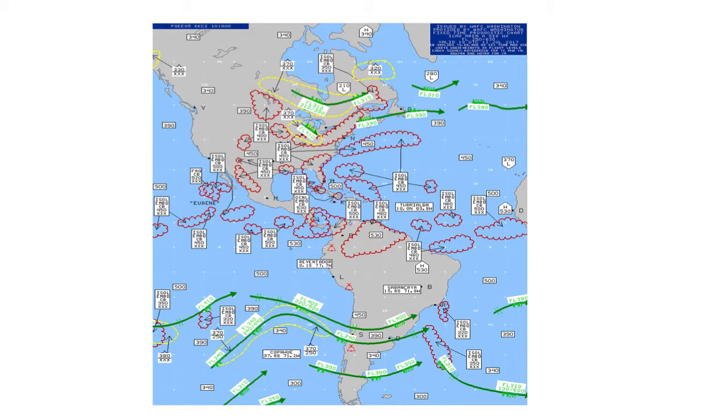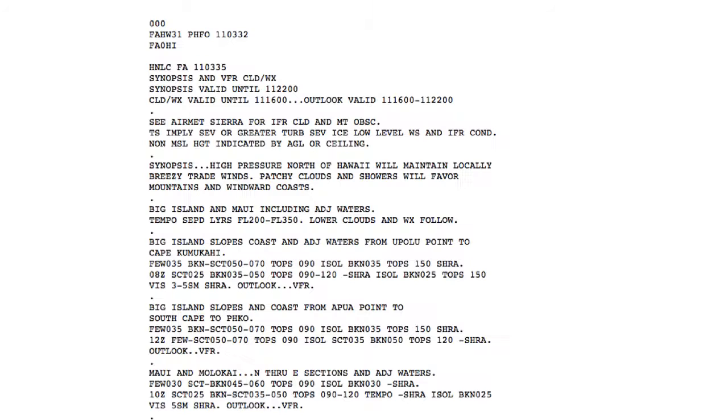And the high level chart for the US, there's lots of clouds in this area. Mainly the wind is flowing again from the west to the east, and it's jet streams. And lastly is the Hawaii TAF or area forecast, and really there's nothing unusual about this area forecast.